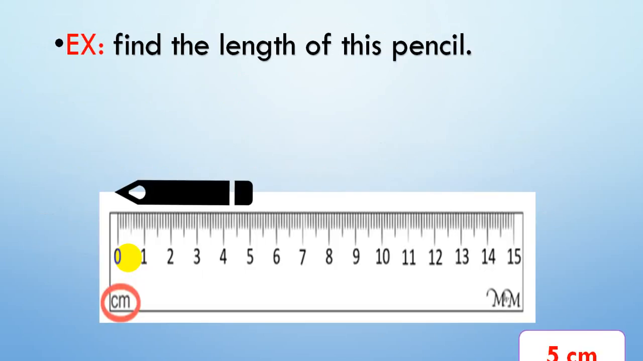Let's see an example. Here we need to find the length of this pencil. As we said, we will align it with number 0. Very nice. As you can see here, we will start from number 0 and align it here. And then we will see where it ends. Super! It ends on number 5. So it will be 5 centimeters.